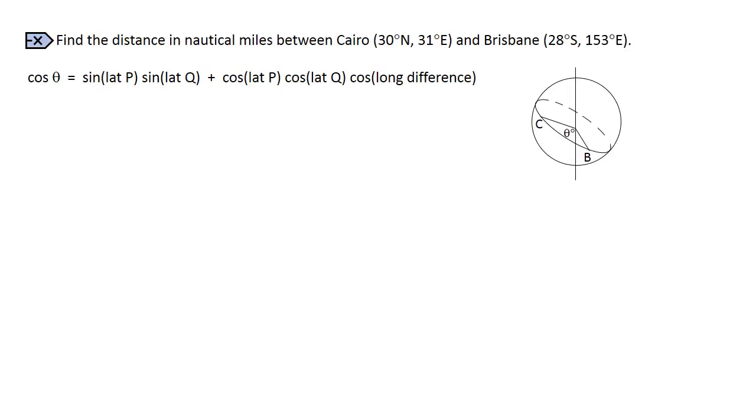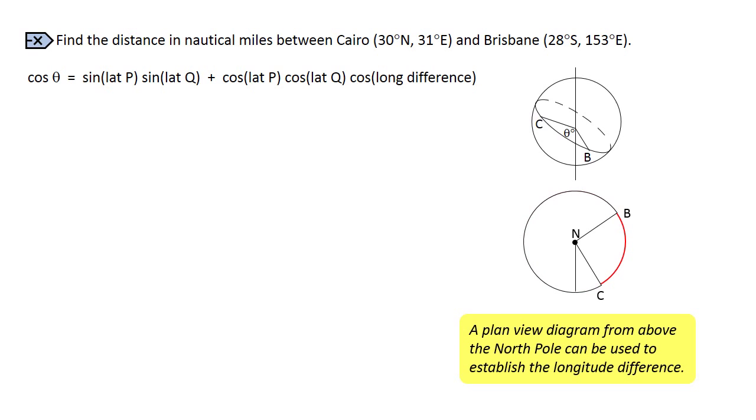Now, the formula is not as formidable as it appears. It's just a sheep in wolf's clothing. We're given all the latitudes, and the only tricky thing is finding the longitude difference. This is sometimes best worked out using a bird's eye plan view diagram.